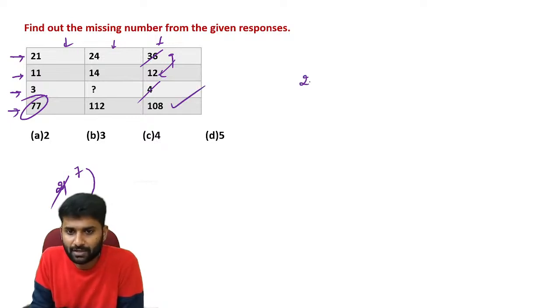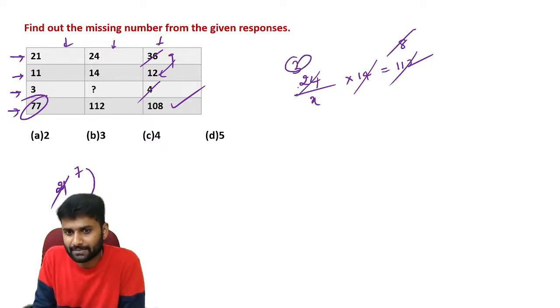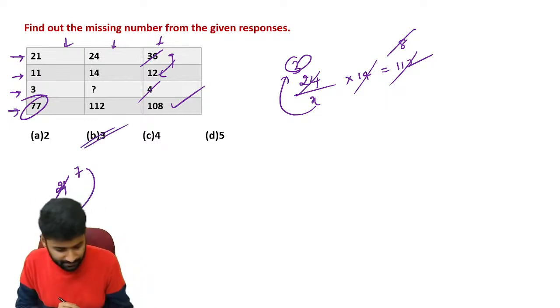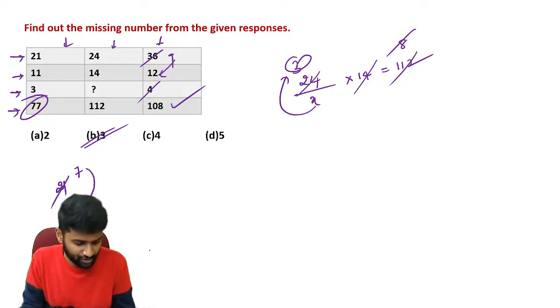What is the approach here? If 24 is divided by x and multiplied with 14, then it becomes 112. Is it clear? Now 14 exactly 8 times. Now 8 exactly 3 times. Now what about the x value? Is it 3? Is it clear? This is one of the most important and one of the previous year questions, guys.